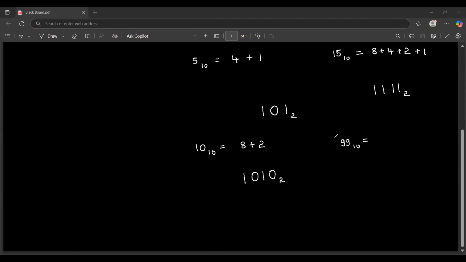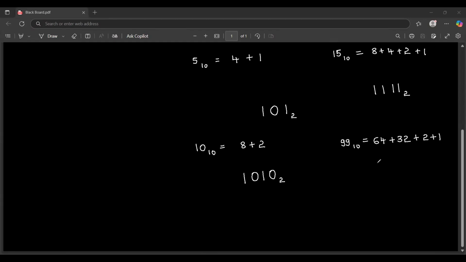So what is the largest 2's power that is under the value of 99, that is less than the value of 99? 64. Can we have 32? Yes, so the total will be 96. Now we need 3. So 3 means 2 plus 1. That's the only possibility.